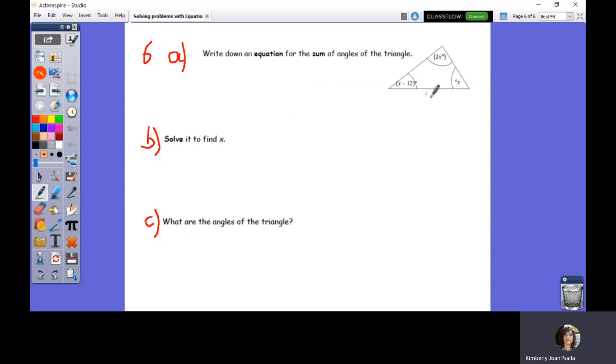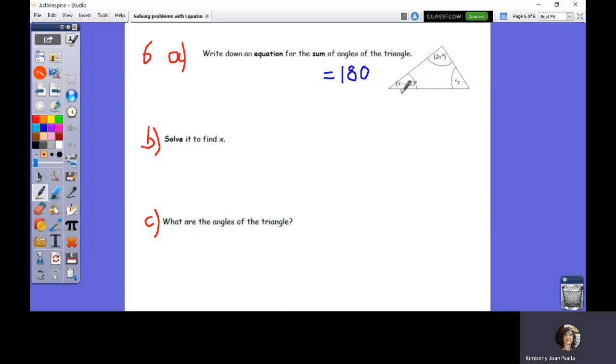So here we have a triangle. Each angle is written here. So this angle is x minus 12 degrees. This angle is 2x degrees and this angle is x degrees. Now, we know that the sum of all angles in a triangle adds up to 180. He did not need to tell us the sum of the triangle because we know it from before.